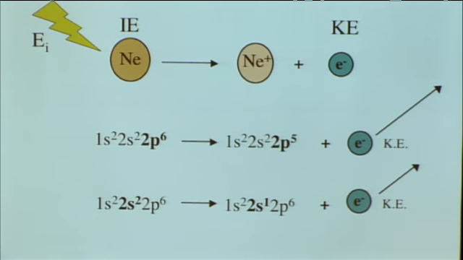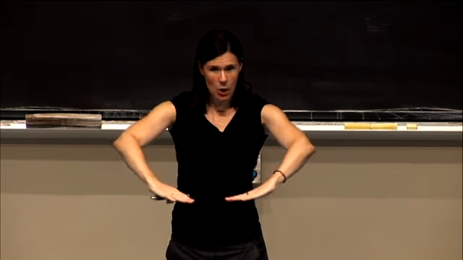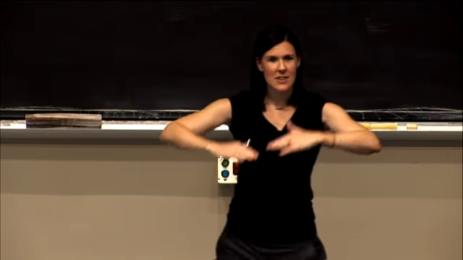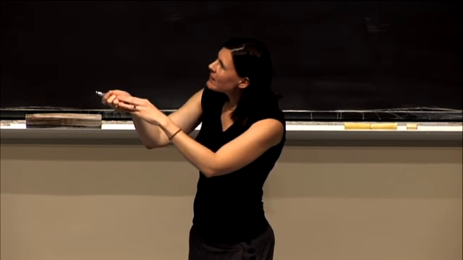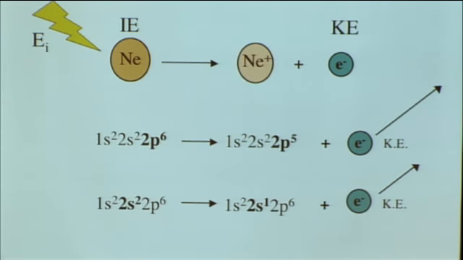Now this, of course, is going to take more energy because the 2s is lower. It has a more negative binding energy than the 2p. But that's OK as long as we put in enough energy. But what we're going to find is the kinetic energy coming out with the electron is going to be a little bit less, right? Because we had to use up more energy to eject the electron, so we don't have as much left over.